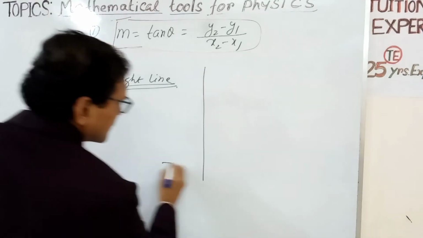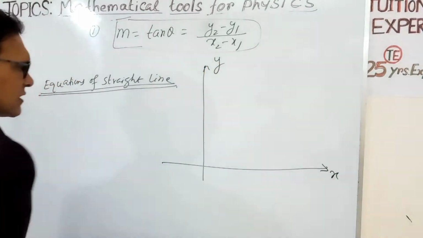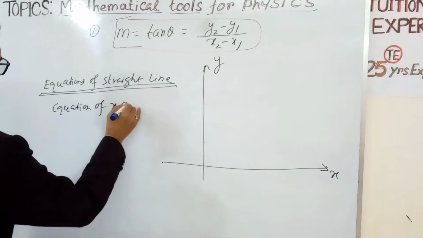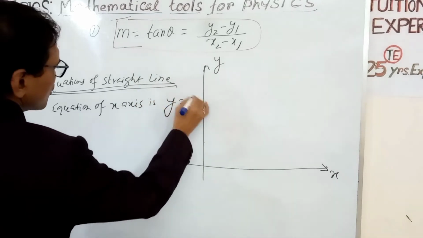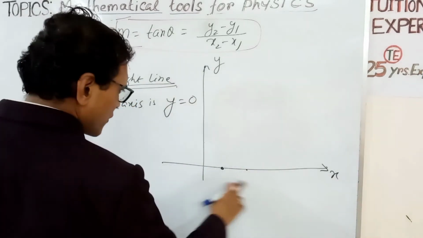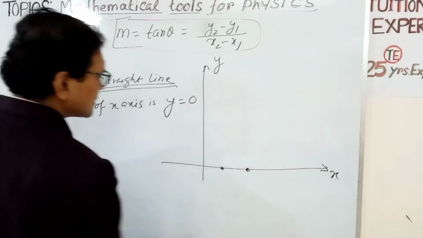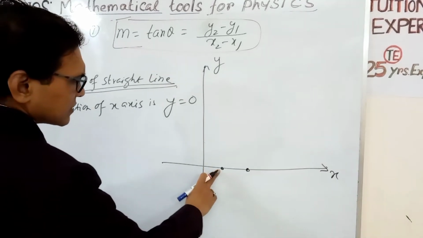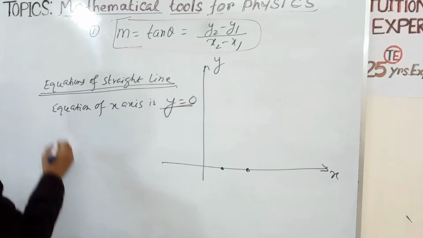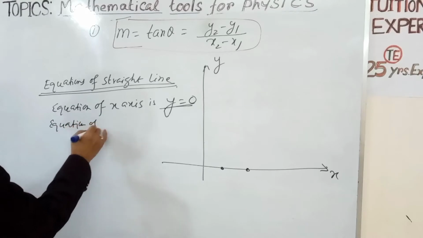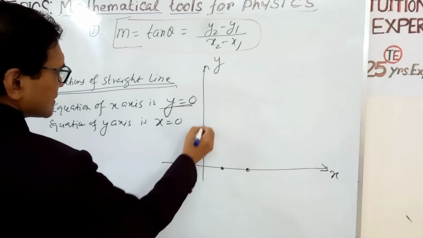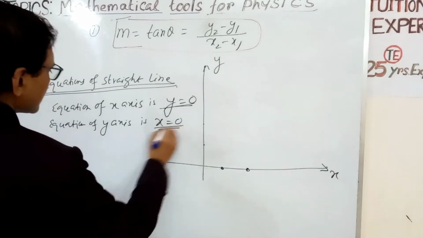So suppose this is the x-axis, this is the y-axis. The equation of the x-axis is y equal to 0, because the y coordinate of every point on the x-axis is 0. So the equation of the x-axis is y equal to 0. Similarly, the equation of the y-axis is x equal to 0, because the x coordinate of every point on the y-axis is 0. So the equation is x equal to 0.